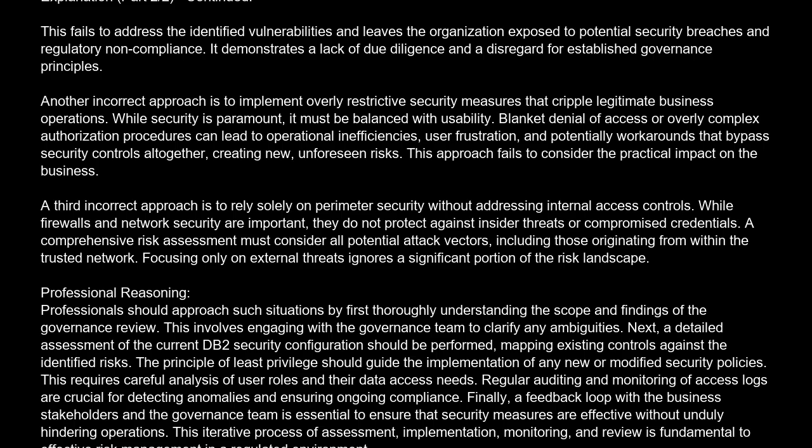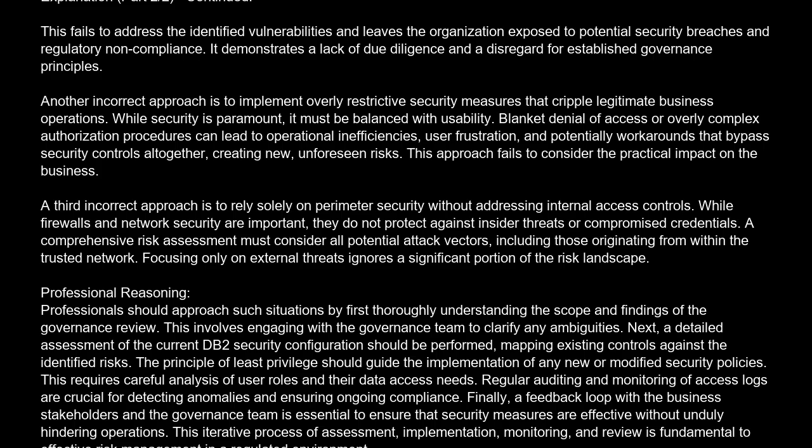Another incorrect approach is to implement overly restrictive security measures that cripple legitimate business operations. While security is paramount, it must be balanced with usability. Blanket denial of access or overly complex authorization procedures can lead to operational inefficiencies, user frustration, and potentially workarounds that bypass security controls altogether, creating new, unforeseen risks. This approach fails to consider the practical impact on the business.